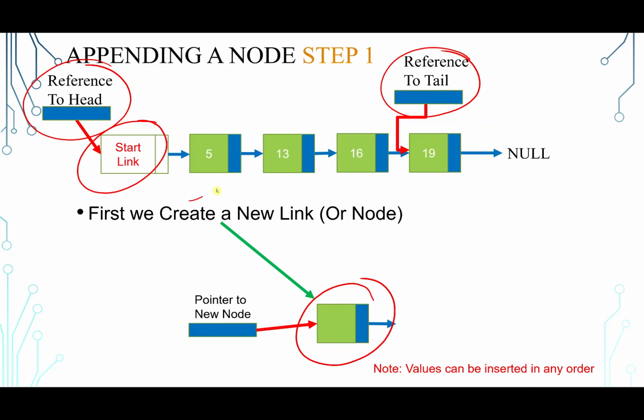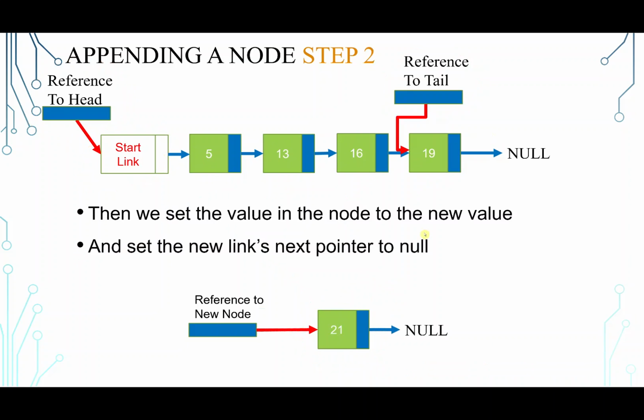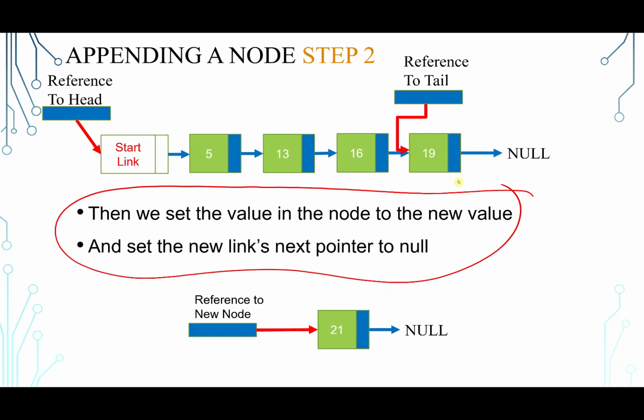So assuming we have 5, 13, 16, 19 in our linked list, we are going to first create a new node, the one we are adding. Then we set the value in the node to the new value, and we set the new link's next pointer to null. You can do the first 2 steps using the constructor that takes the data and the pointer: the pointer set to null and the data set to the 21 you have. So that's it.